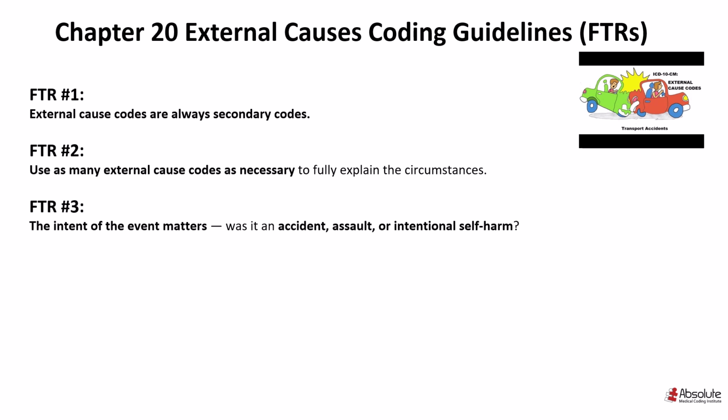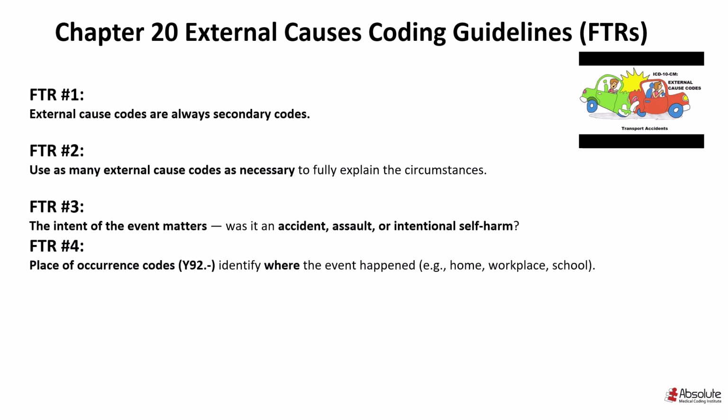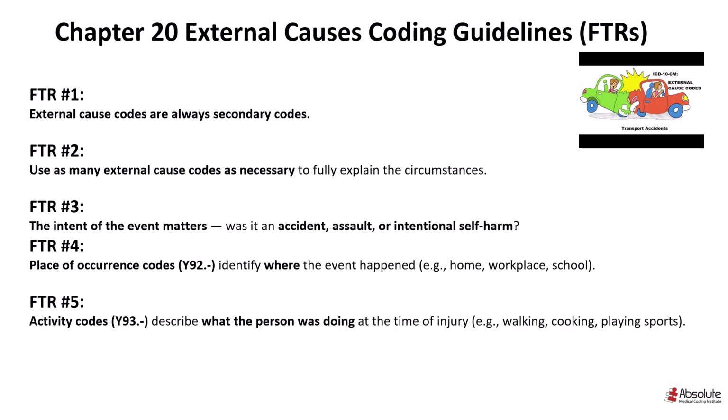FTR number three, the intent of the event matters. So, what was the intent? Was it an accident, assault, or intentional self harm? Number four, place of occurrence. This identifies where the event happened. FTR number five, activity codes describe what the person was doing at the time of the injury.